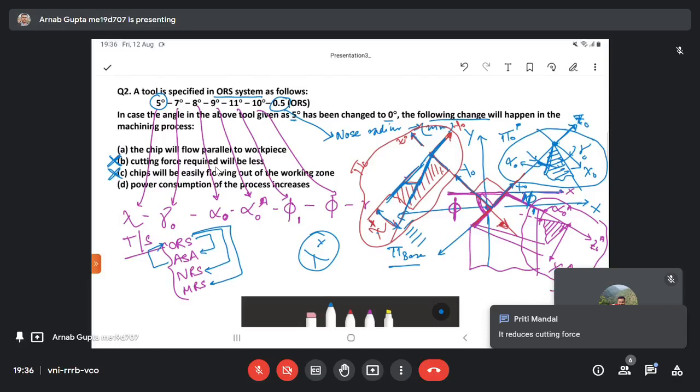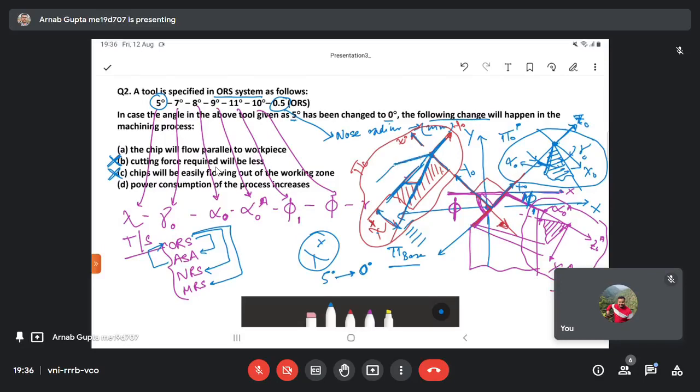Yeah, it reduces cutting force. See, a positive value of rake angle reduces cutting force. If you are giving a positive value of rake angle, then it will reduce cutting force. But here, what you are doing is reducing it from 5 degrees to 0 degrees. You are not increasing this particular rake angle or inclination angle. Rather, you are decreasing it. For negative rake, your surface would have been like this.